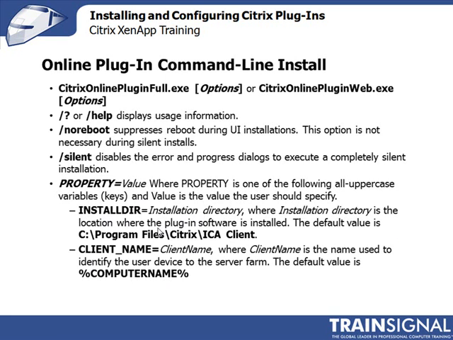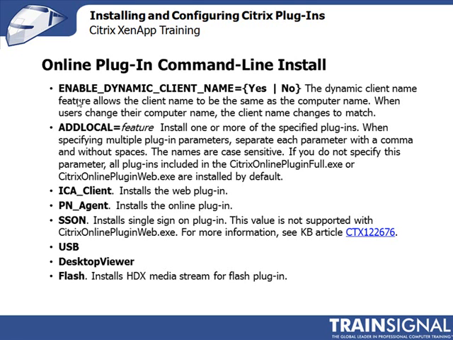So there's a lot of options, and if we continue here, you'll see that you can enable dynamic client name yes or no. So you can change that, flip the switch on and off. You can add local here. What this basically means is that, remember those MSI packages that I showed you earlier? You can specify which of those MSI packages you want to include and which you don't want to include.